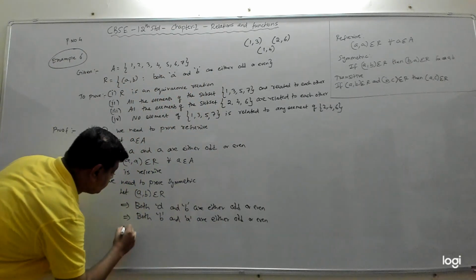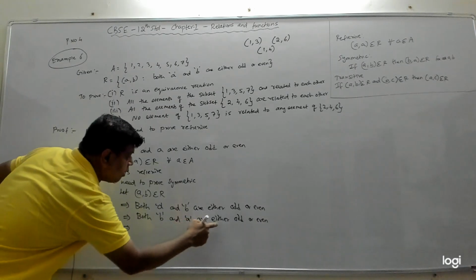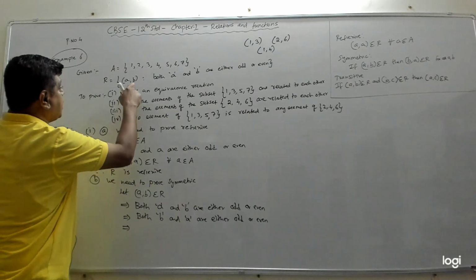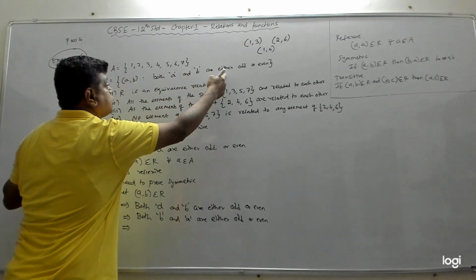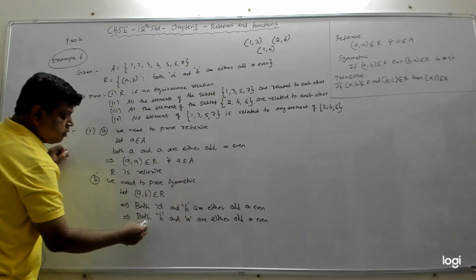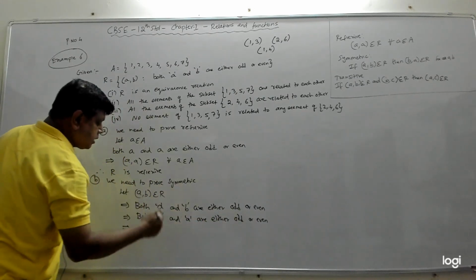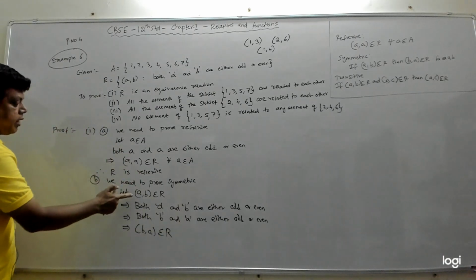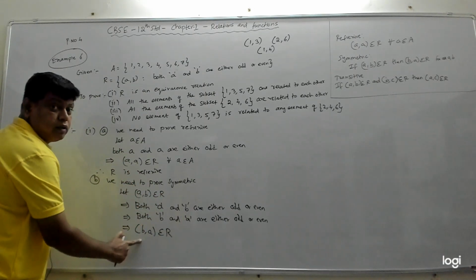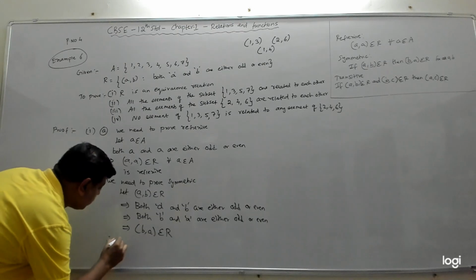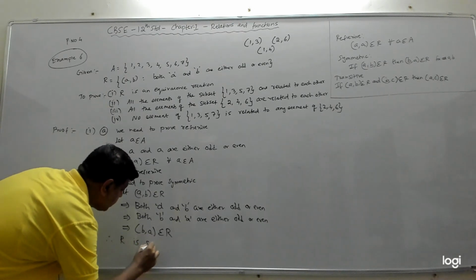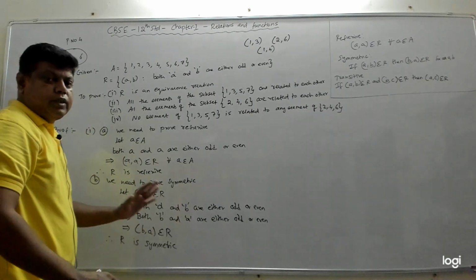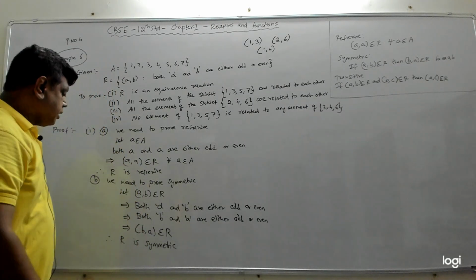So this implies when B and A are either odd or even, B comma A means A and B should be either odd or even. Now we have got B and A are either odd or even means B comma A belongs to R. So we started from A comma B belonging to R. We proved B comma A belongs to R. Therefore, R is symmetric. R is a symmetric relation.